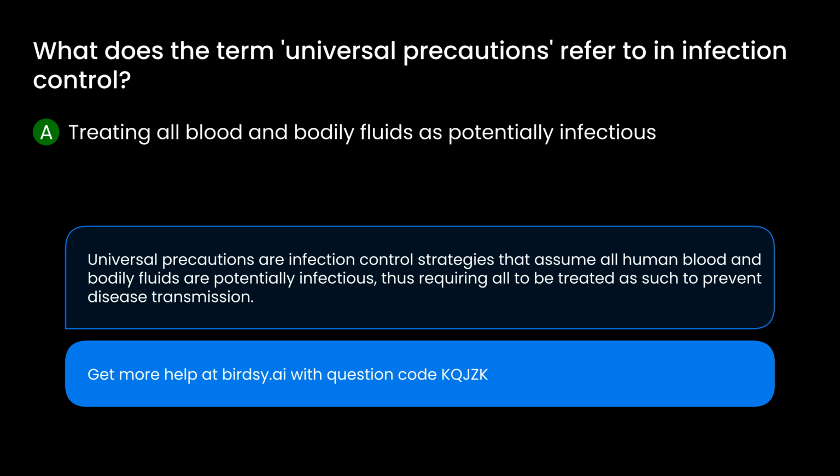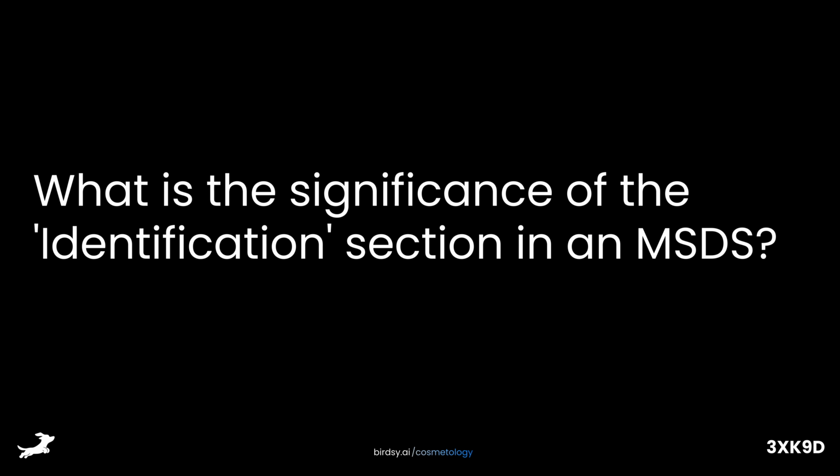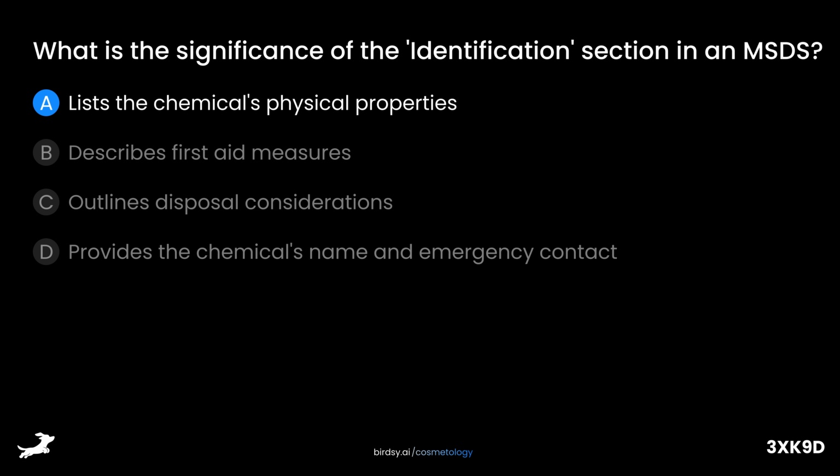Universal precautions are infection control strategies that assume all human blood and bodily fluids are potentially infectious, thus requiring all to be treated as such to prevent disease transmission. What is the significance of the identification section in an MSDS? Is it A, lists the chemical's physical properties? B, describes first aid measures? C, outlines disposal considerations? Or D, provides the chemical's name and emergency contact? The answer is D, provides the chemical's name and emergency contact.